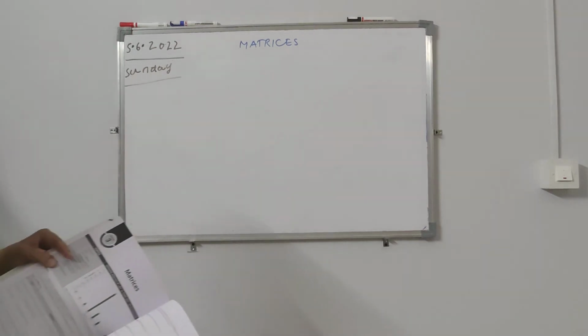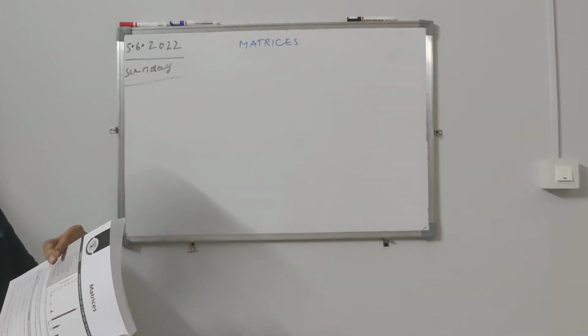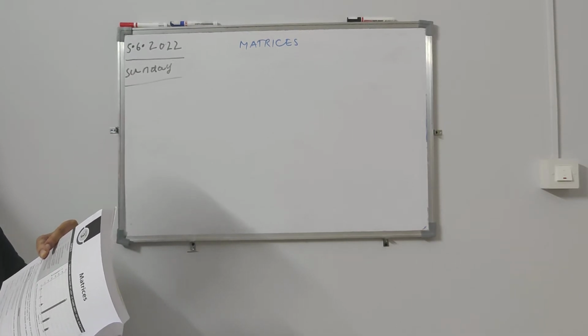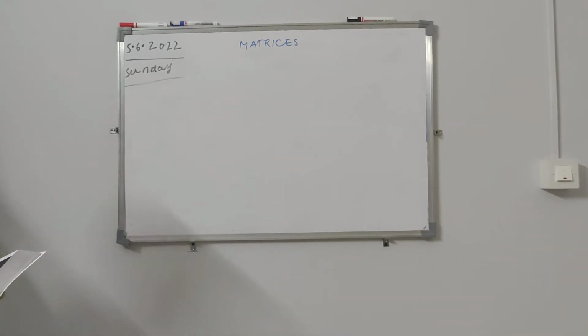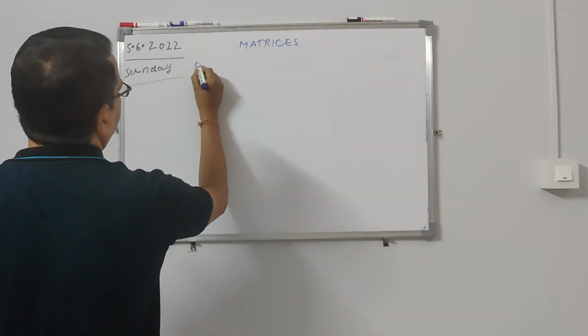Okay, now operations. When you say that two matrices are equal, it means all the corresponding elements are equal. So if all corresponding elements are equal, it will be an equal matrix. Then operations on matrices.